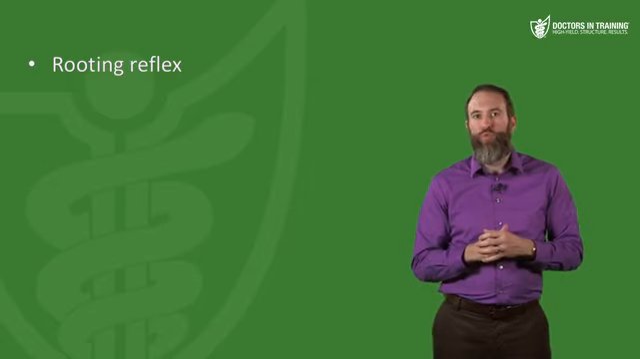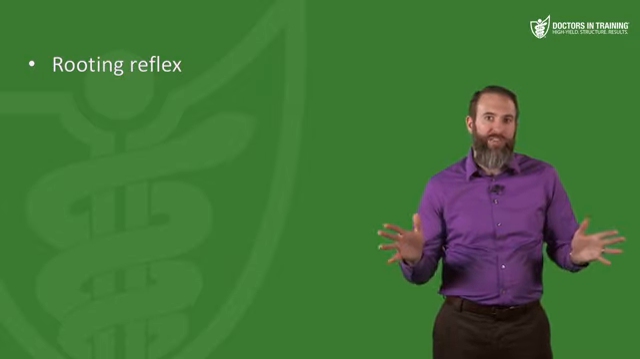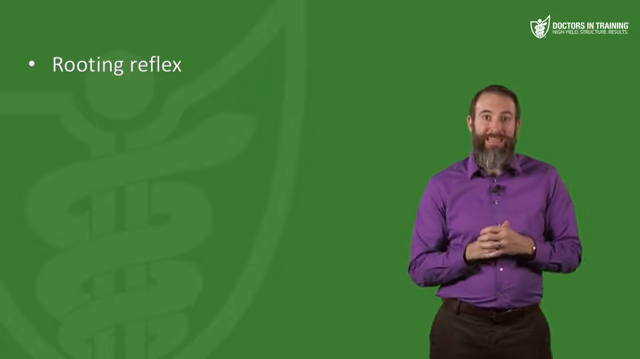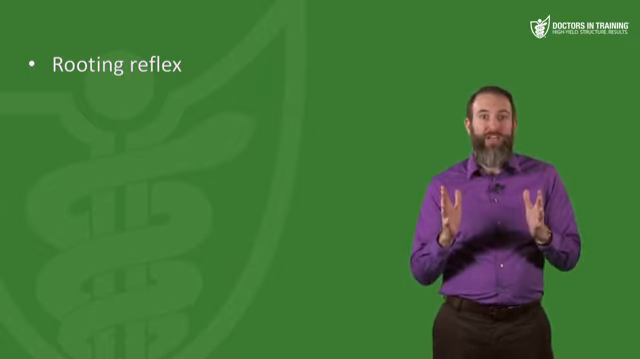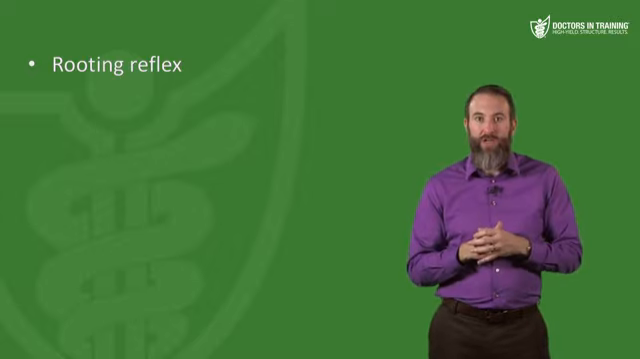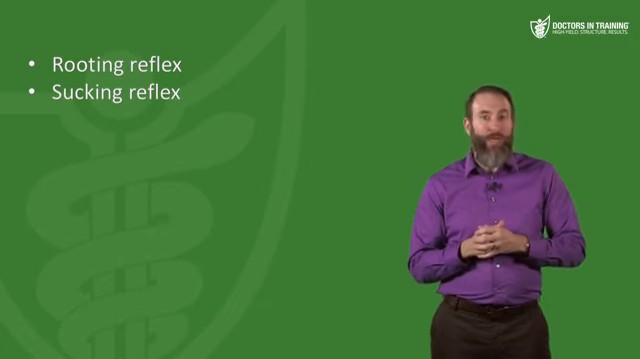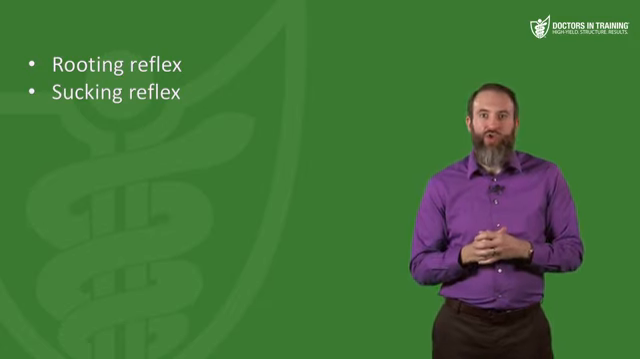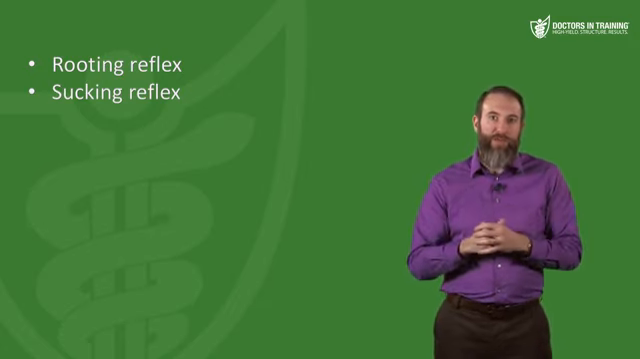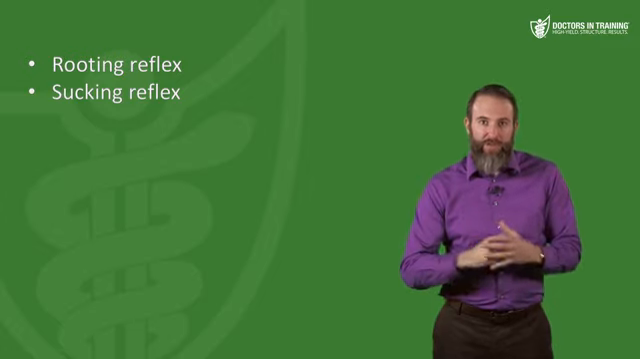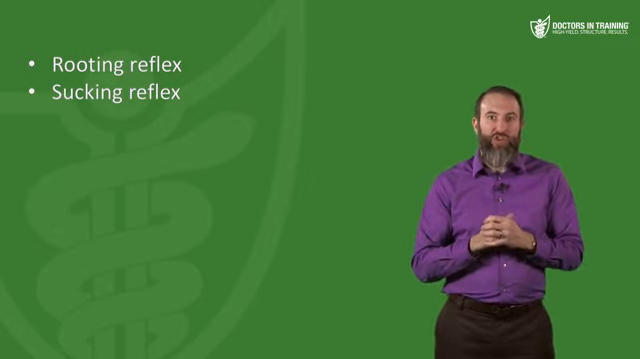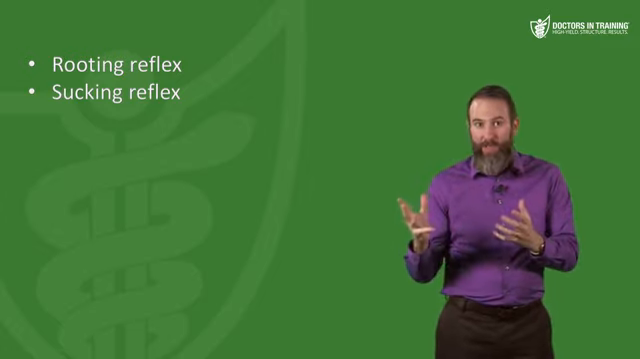So first we have the rooting reflex, where you stroke the side of the mouth or the cheek, and it's going to cause the baby's head to turn in the direction of the stimulus in search of food, the nipple. That's called rooting. Next, we have the sucking reflex, where you place your finger on the roof of the baby's mouth and they start sucking the finger. So these reflexes, again, are going to ensure that the newborn will be able to nurse right away.